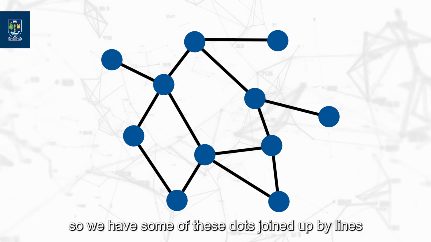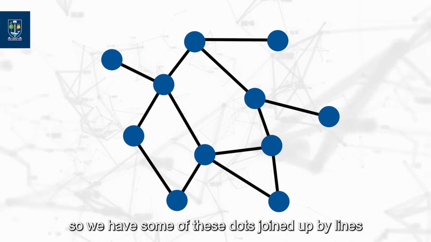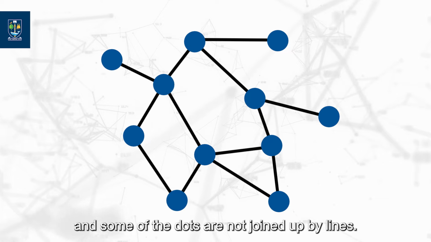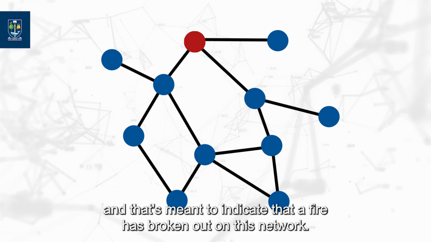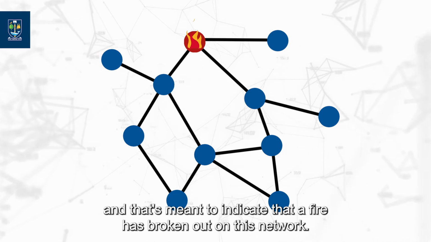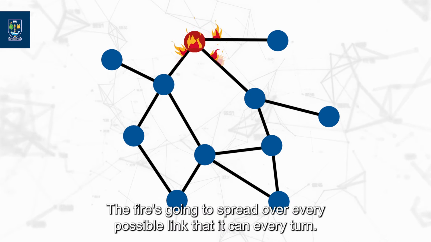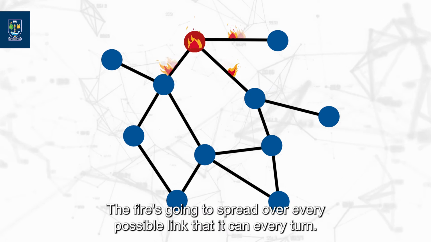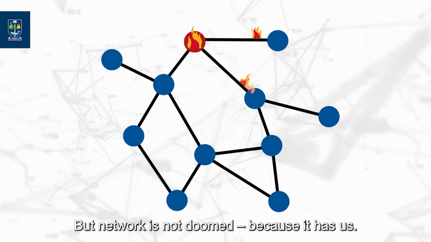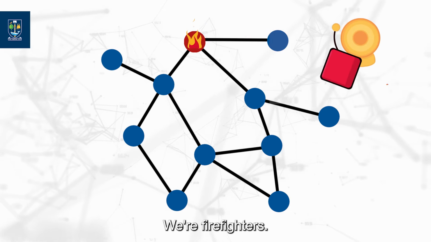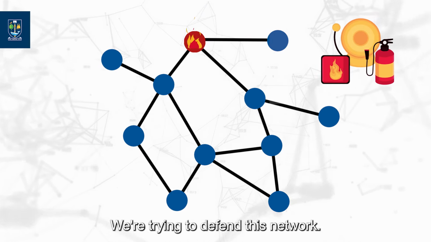We have a network here, so we have some of these dots joined up by lines, and some of the dots are not joined up by lines. What we have here is a red dot, and that's meant to indicate that a fire has broken out on this network. The fire is going to spread over every possible link that it can every turn. But the network is not doomed because it has us. We're firefighters. We're trying to defend this network.